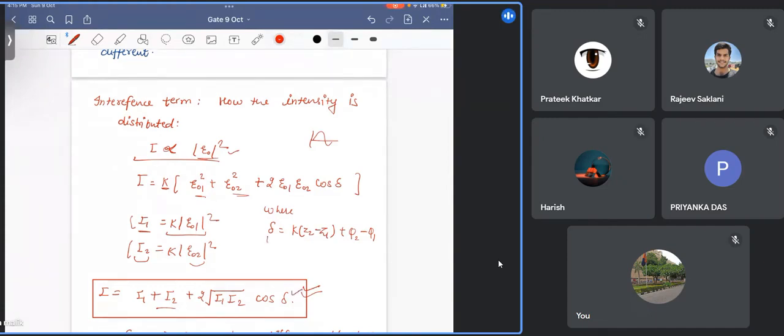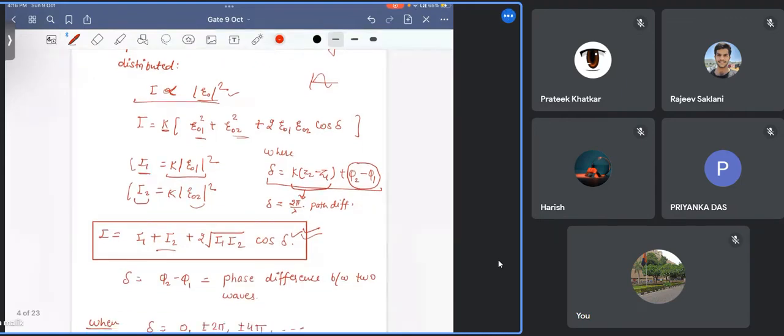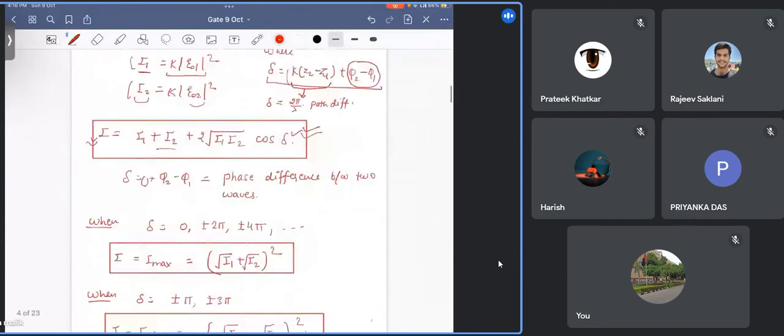And cos delta is the term which contains the phase difference: the initial one at time t equals 0, and the phase difference that is accumulated as the wave propagates in the z direction. This is also written as 2 pi by lambda times the path difference, where the path difference z2 minus z1 is what the wave accumulates. Actually, delta will also contain another term, this one. So this is the intensity that we are going to see.